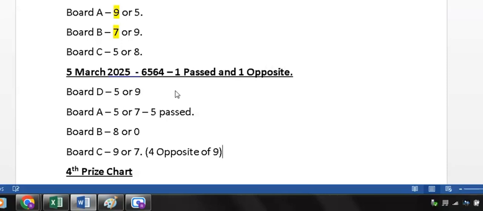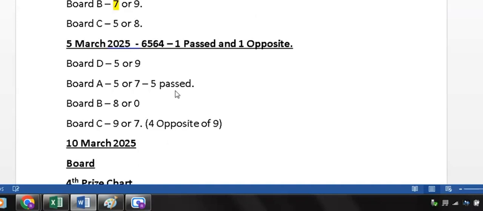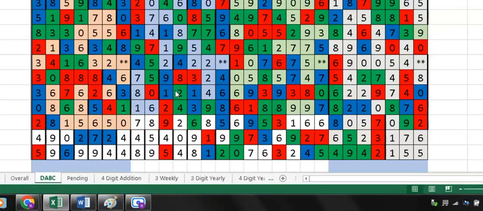Now we move on straight to the 10th, which is tomorrow. 6, 7, 8, 9. We did not predict any sequence, so we won't be able to compare anything at all. We straight away go and pick up board D. We pick up two figures that are likely to come there. Chance of 5 and 6 likely to come there.